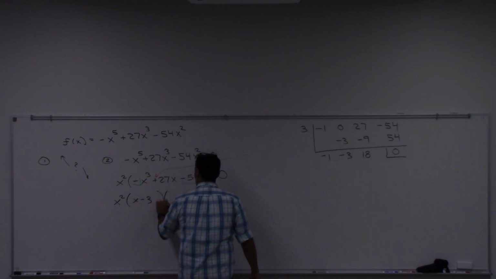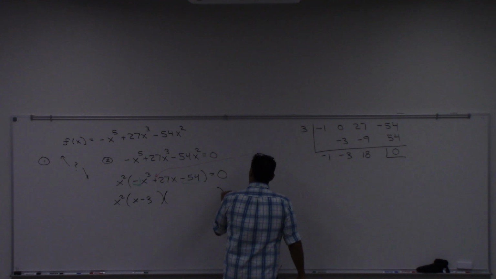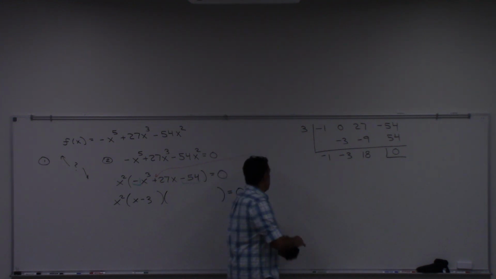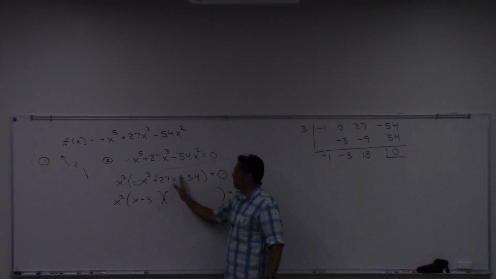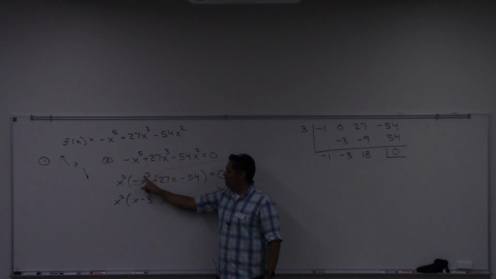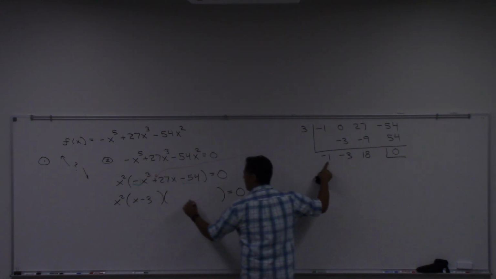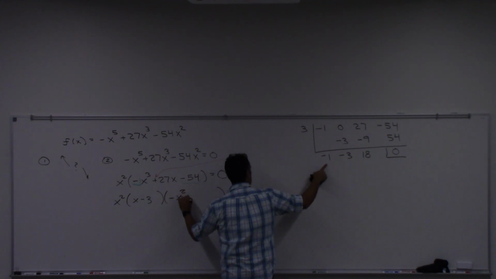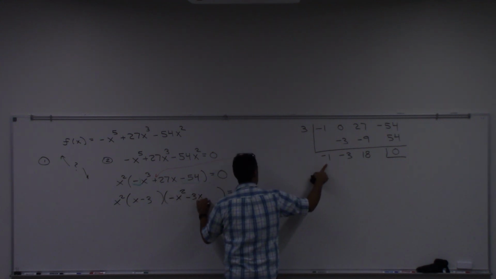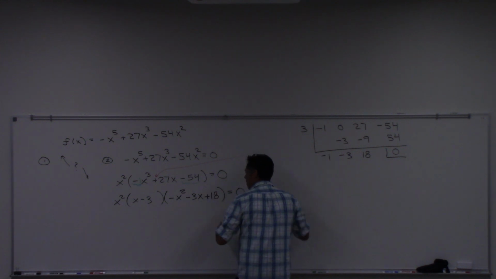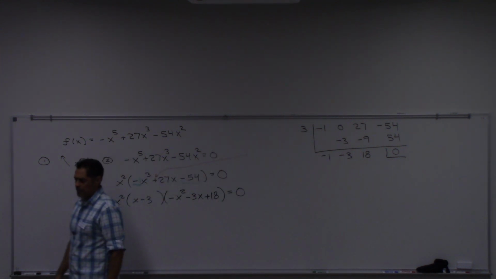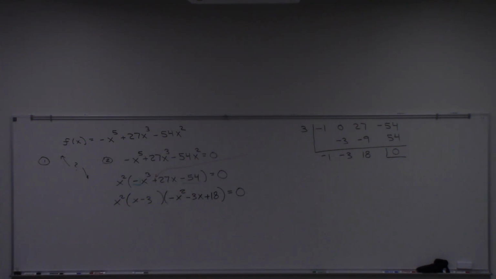And then I will have a quadratic here, right? Because when I was doing this, we were breaking this down. This was a 3rd degree polynomial. And so when I do synthetic, it's going to give me a quadratic. It'll be -x squared minus 3x plus 18. You can go factor again.